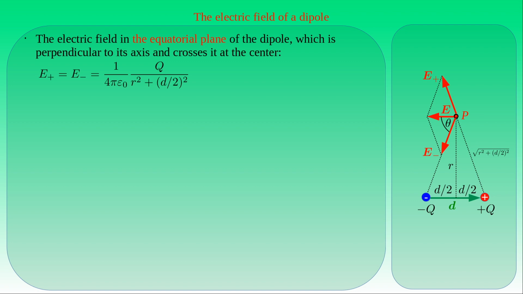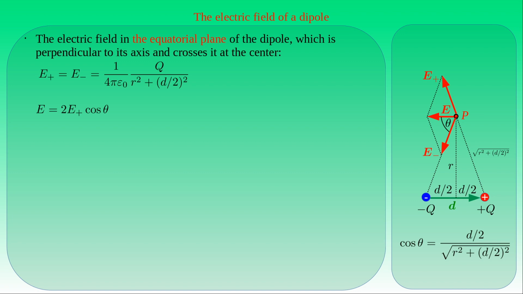At the same time, their orthogonal projections on the axis can be summed up, which are equal to the magnitude of E sub plus times cosine theta and the magnitude of E sub minus times cosine theta. Since the magnitudes of E sub plus and E sub minus are the same in the point P, the electric field E is equal to 2 times E sub plus times cosine theta. Here cosine theta can be expressed by the ratio of d over 2 to the square root of r squared plus the square of d over 2.